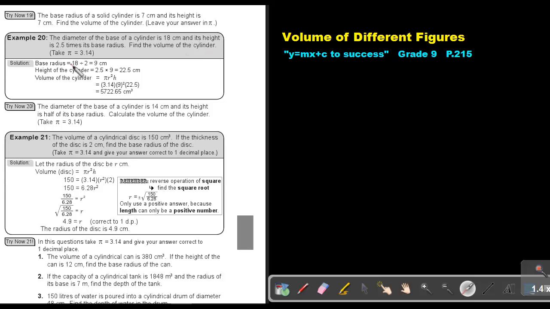Okay, now again, so the base radius will be 18 divided by 2. Why? Because this is the diameter and I'm looking for the radius. Now, the height of the cylinder is 2.5 times its base radius. So I just take that base radius and multiply it by 2.5. So the volume of the cylinder will be pi r squared times the height, and I just substitute that and press it on the calculator and I'm getting my answer.